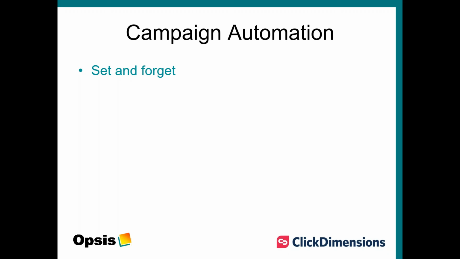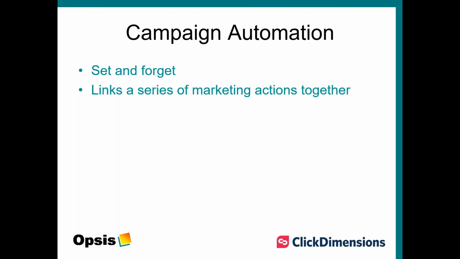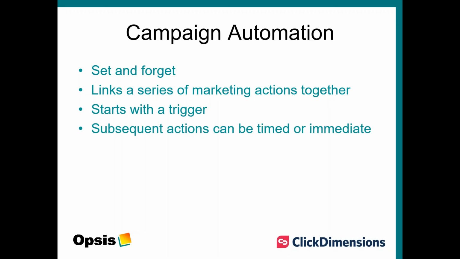What a campaign automation does is link a series of marketing actions together. Whatever those marketing actions are, they are strung together and they will just happen one after the other. It always starts with a trigger. So something needs to happen in the world of a prospect or an anonymous visitor or whatever. And then all of the subsequent actions can happen either immediately or we can build in delays.